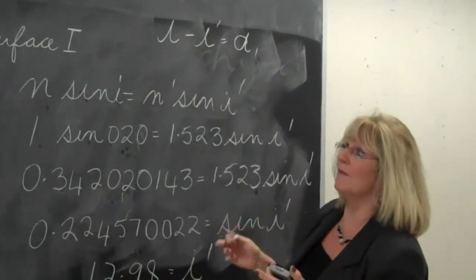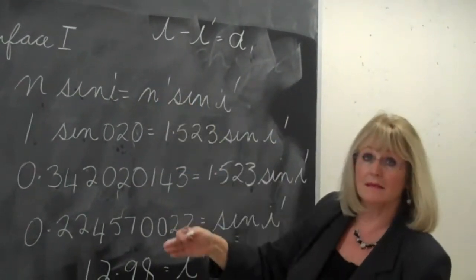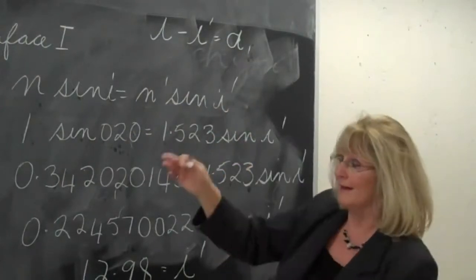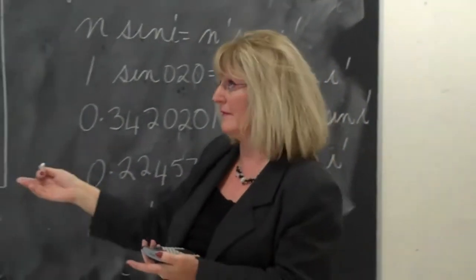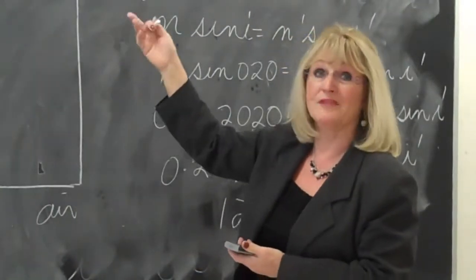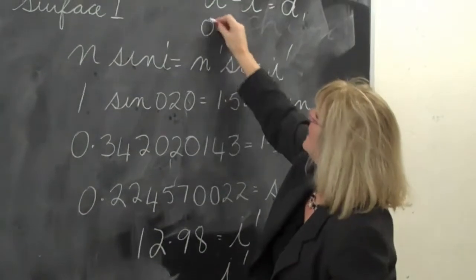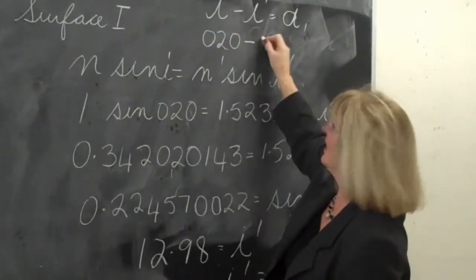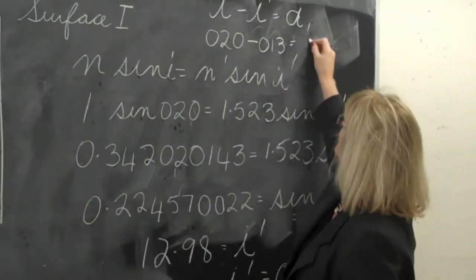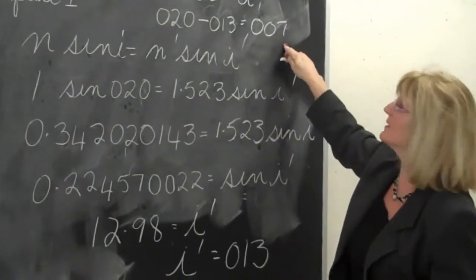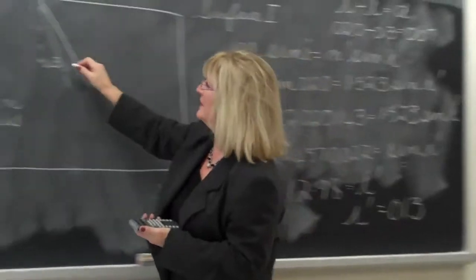Not to confuse anyone, because I am dealing with a parallel-sided block, which means I have more than one surface. And obviously, when I get to the end and calculate the total deviation, it's going to be the sum of D1 plus D2. So we have 20 subtract 13, which would be equal to 7 degrees. So the deviation that occurs at surface 1 is 7 degrees.